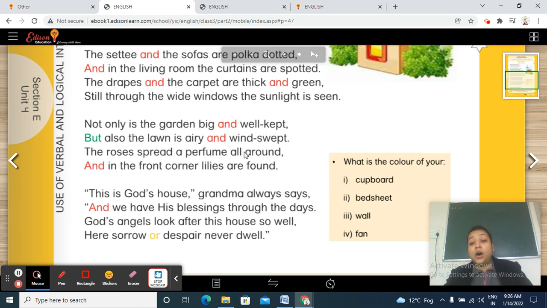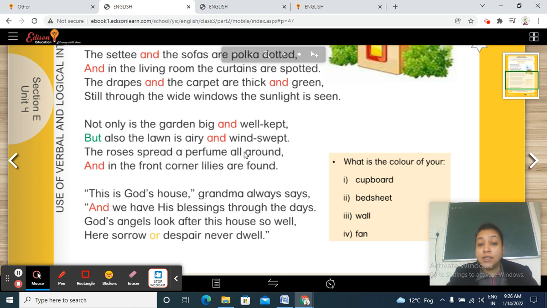This is God's house. Grandma says our house is God's house, and we have His blessing through the days. God's angels look after this house so well; here sorrow and disappointment never dwell.